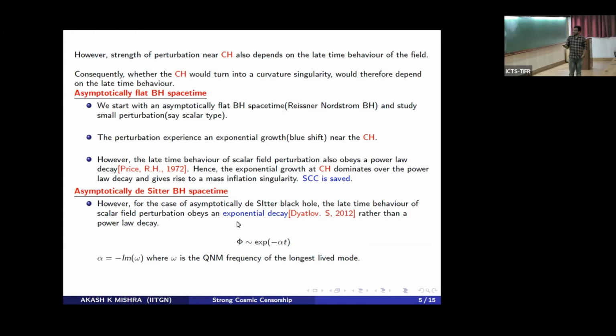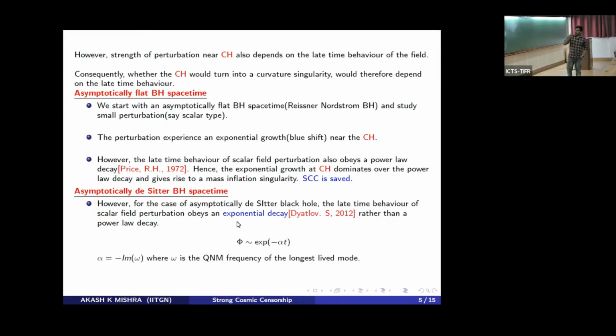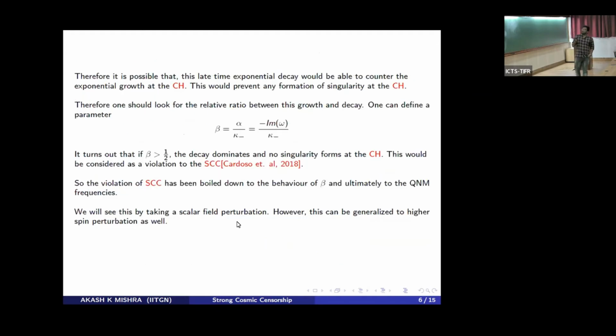Here alpha is the decay factor, and kappa minus is the growth factor. In fact, alpha represents the imaginary part of the quasi-normal mode of the perturbation that you are talking about. So it is possible that at late time this exponential decay would be able to counter the exponential growth at the Cauchy horizon, and this would prevent any formation of singularity. Therefore, one should look for the relative ratio between these two objects, this growth and the decay.